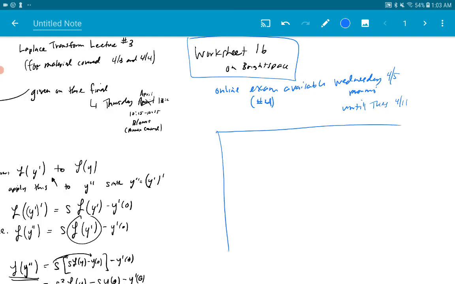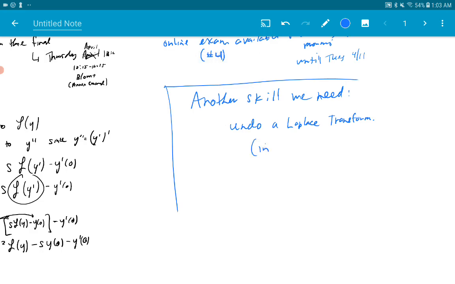All right, so another skill that we need, and then we can really start solving differential equations. I referred to this at the end of the last video. We need to be able to undo a Laplace transform. In other words, if someone gives you the Laplace transform, you have to be able to find f. You could think of this as an inverse Laplace transform. So it's sort of like L inverse. Here's an example.